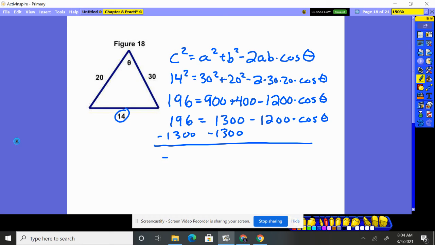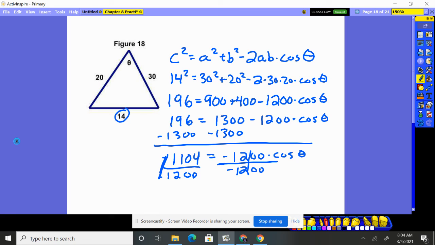That's negative 1104 times cosine of theta. I just simply subtracted 200 and then put the 4 back to it. Divide by negative 1200. Ignore that last comment if it didn't make sense. Okay, that's a negative, and we're going to just ignore it.